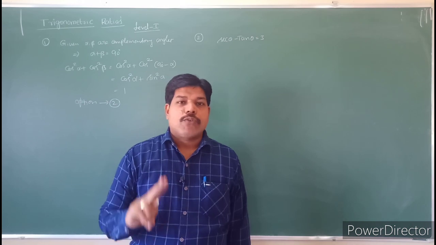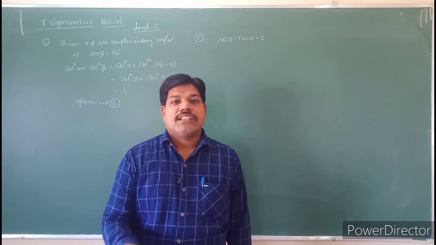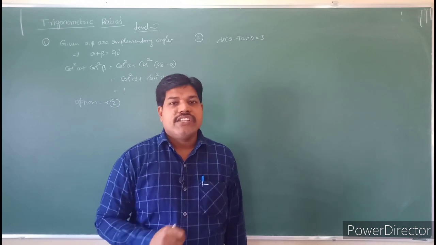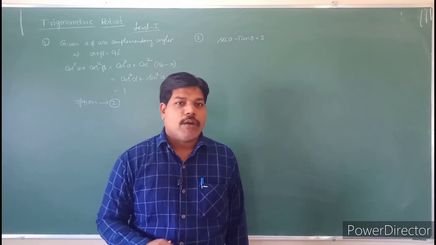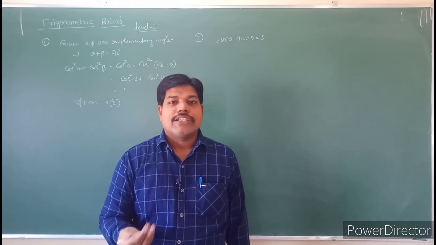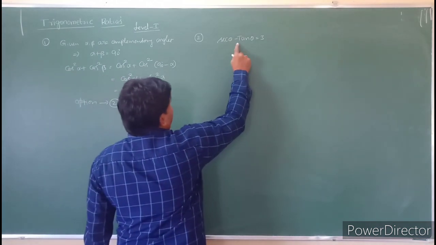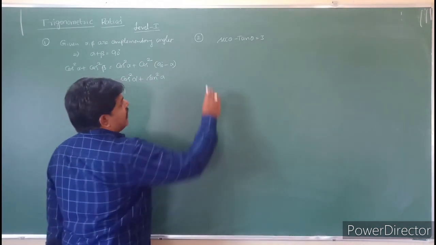So that means we have to find the two trigonometric functions. Then automatically we can identify where theta is. By using this equation, you have to calculate the two trigonometric functions, then automatically you can tell which quadrant theta belongs to. So first you have to see this one: secant theta minus tan theta is equal to 3.